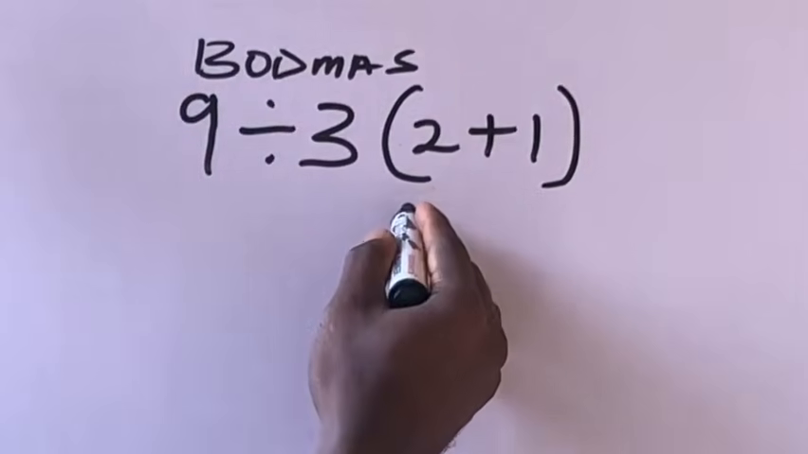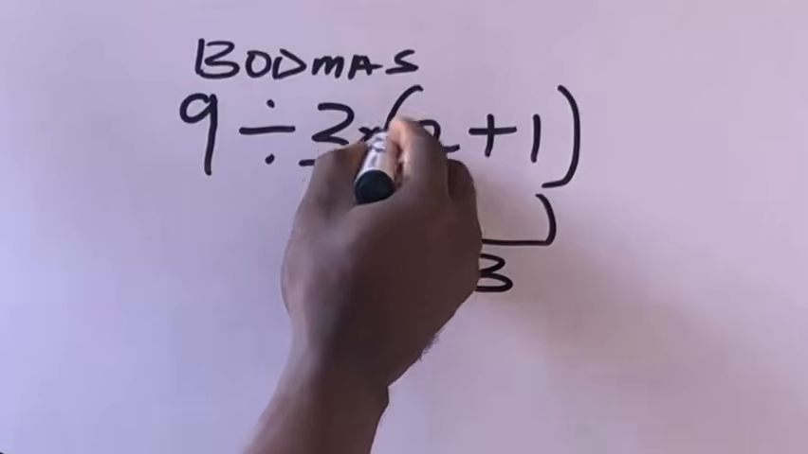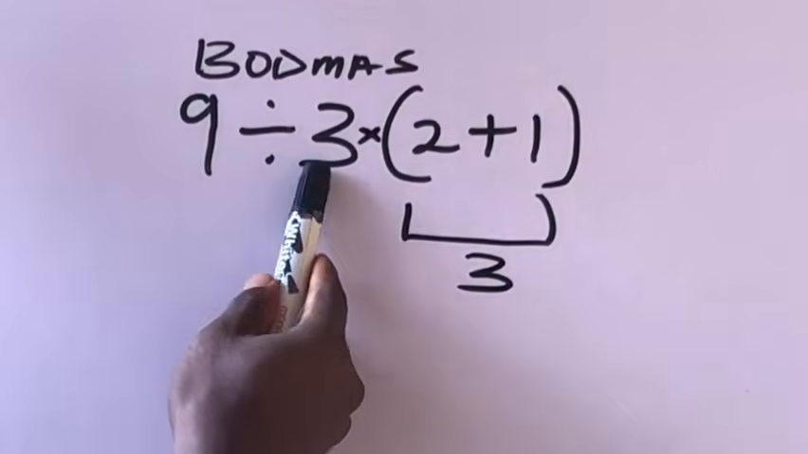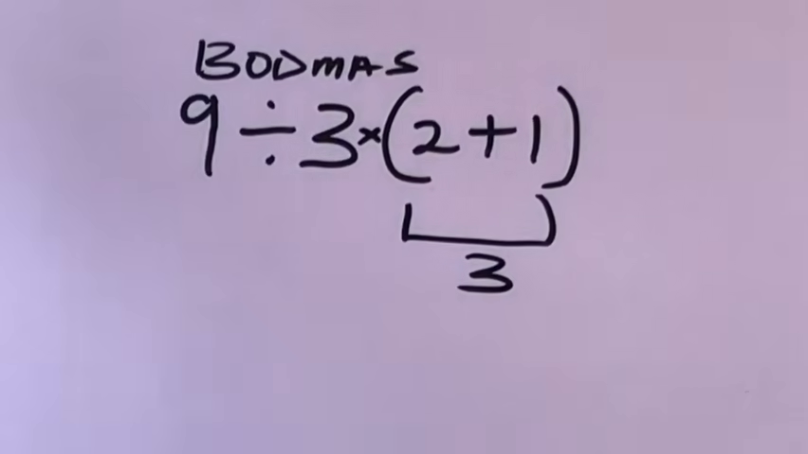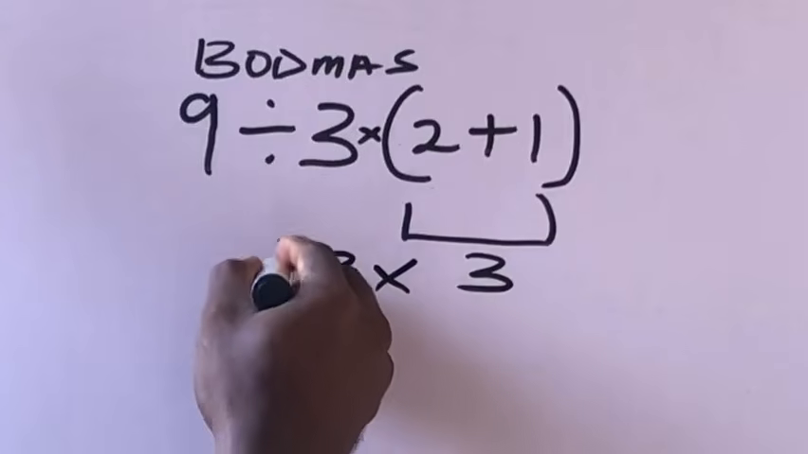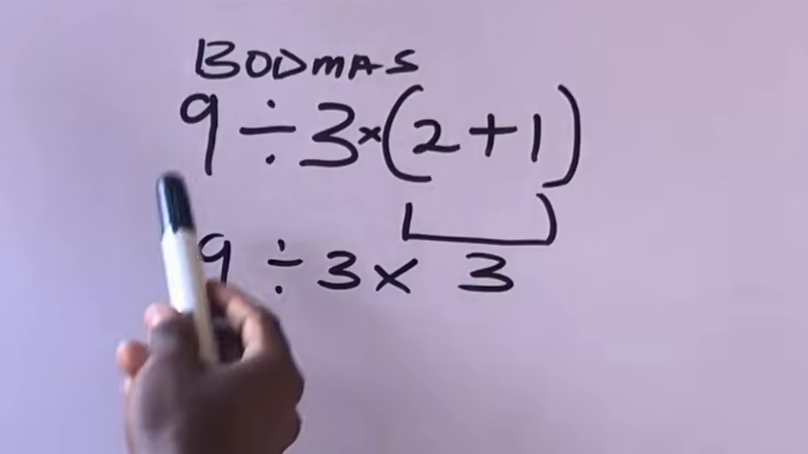2 plus 1 will give us what? 3. Remember, there is an invisible multiplication here. Whenever a number is close to parentheses like this, it is multiplication, so you have to multiply. So we put our times 3 divided by what? So we have 9 divided by 3 times 3.